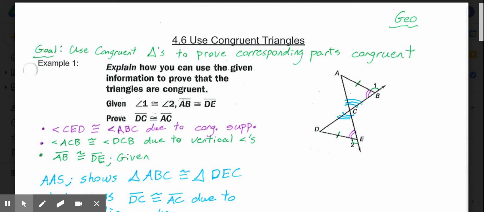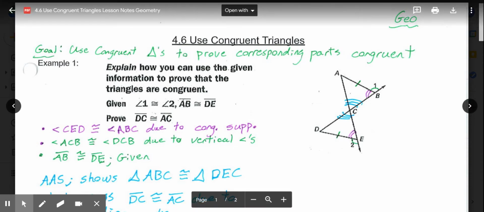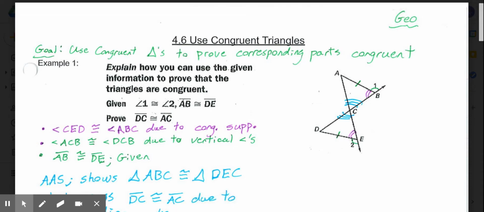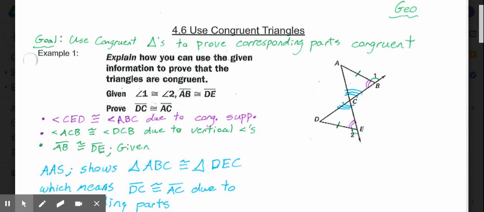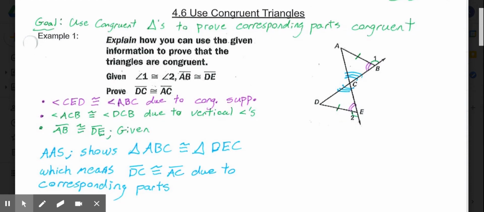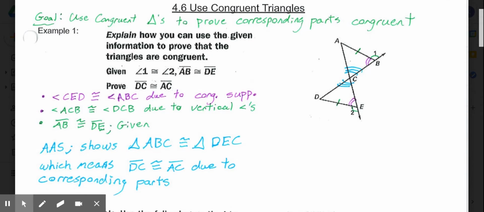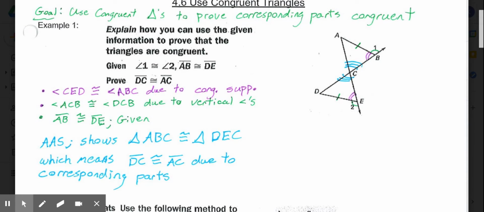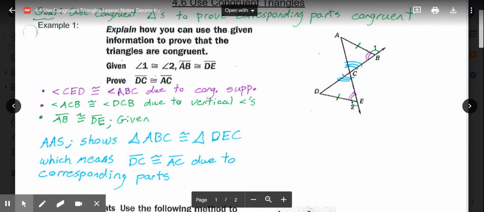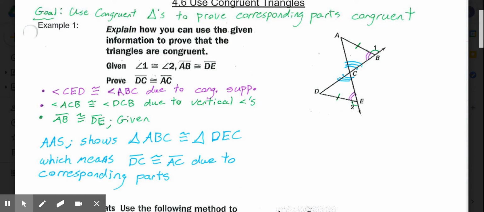So example 1 asks, explain how you can use the given information to prove that these two triangles are congruent. So a bit of a refresher off of what we've already done, but it's asking how can we use this information to prove that the triangles are congruent, and then based on that, we're proving corresponding parts are congruent.